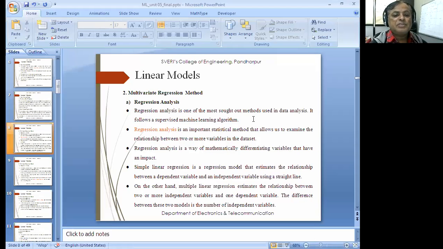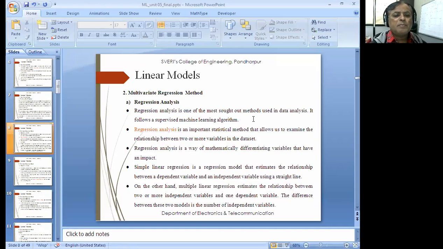Simple linear regression is a regression model that estimates the relationship between dependent variables and independent variables using a straight line. So if you go with linear regression, it is one of the regression models that helps you to find out the relationship between dependent and independent variables using that straight line, which is called f of x is equal to mx plus c.